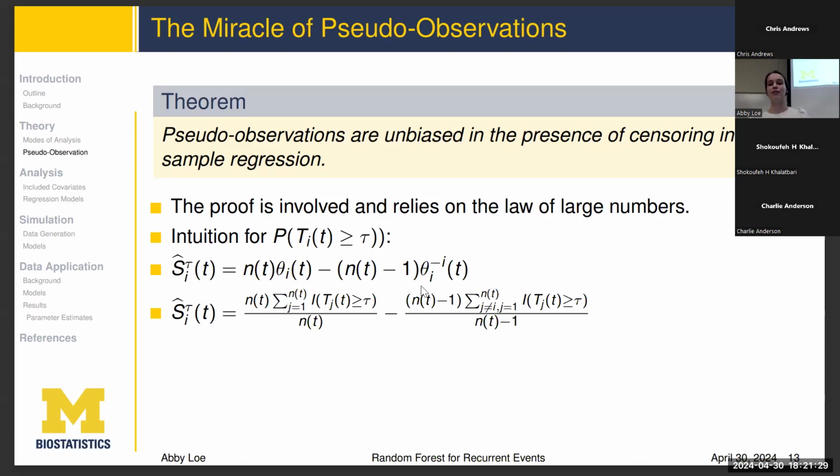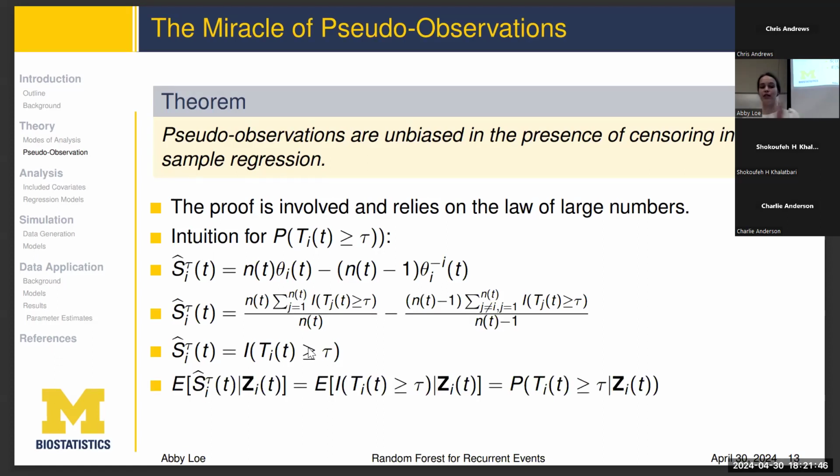But the numerator and denominator are going to cancel out. So what we end up with are N of t indicators on the left and N of t minus 1 indicators on the right, leaving behind our ith indicator. And so if we take the expectation on covariates, we really just get an expectation of an indicator, which was the probability that ti is greater than or equal to tau.